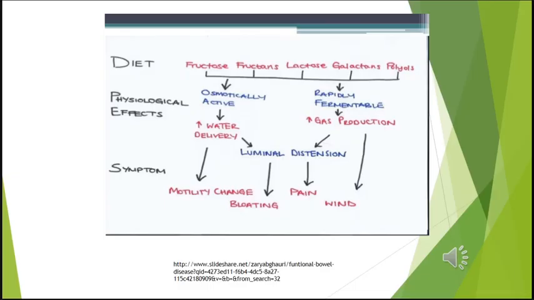And what happens is when you have the osmotically active foods coming in, it increases water delivery into the system, which increases luminal distension. You can get motility change and bloating from that. When we have foods that are rapidly fermentable, we can increase gas production, which increases luminal distension and gives a lot of problems with pain and or gas, wind coming from the anorectal region.